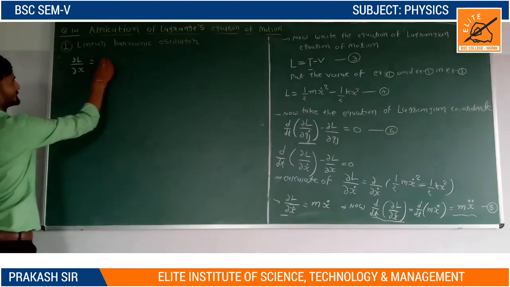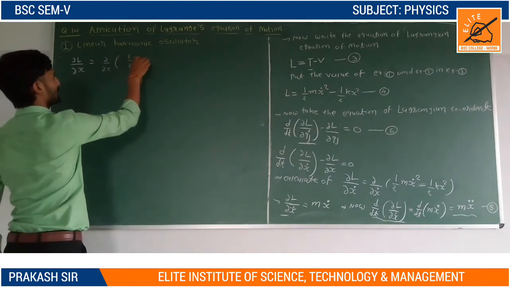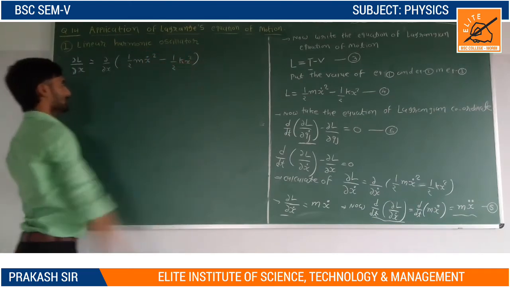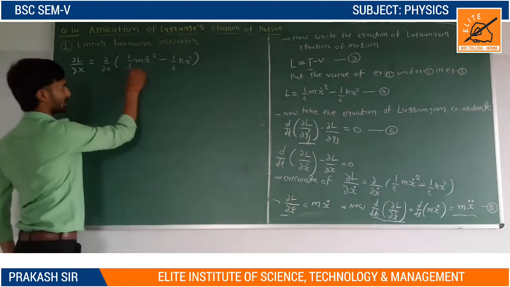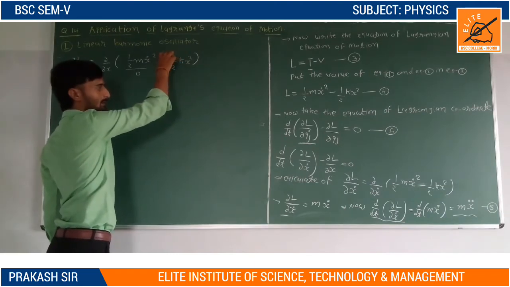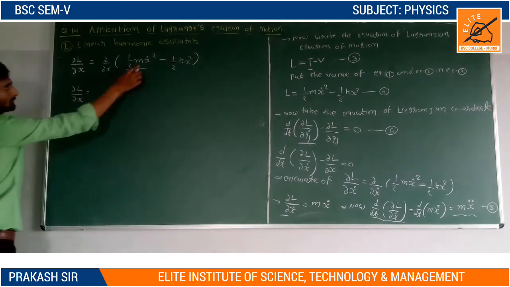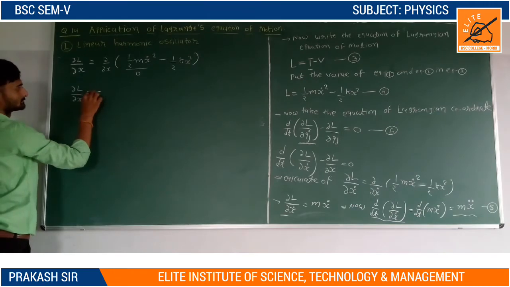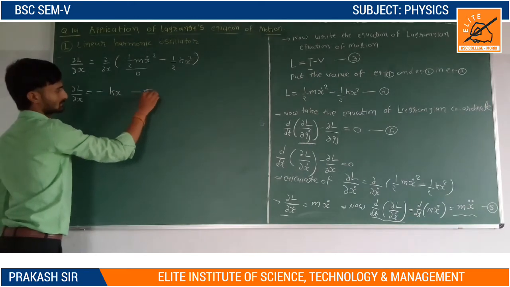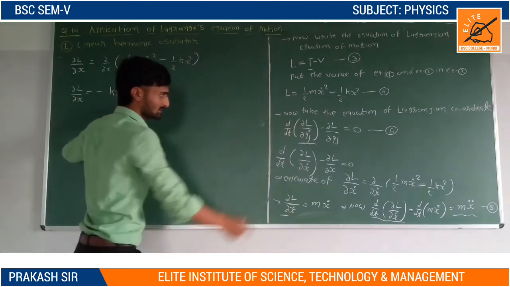So del L upon del x, L is 1 by 2 m x dot square minus 1 by 2 kx square. Here derivative with respect to x. This term has no x, so it means 0. The derivative of x square is 2x, so 2 cancels and kx remains. So del L upon del x: first term 0 minus kx, equation number 7. Now put the value of equation number 6 and equation number 7 in equation number 5.